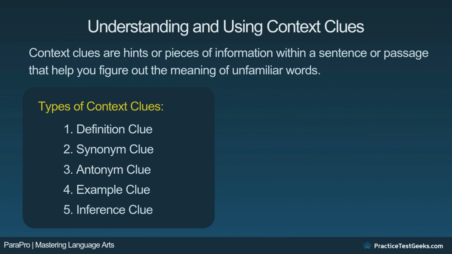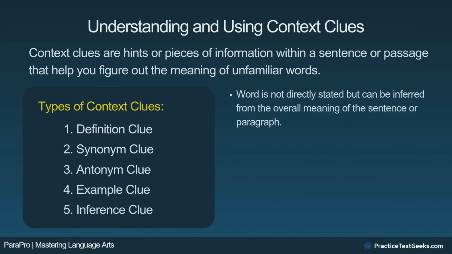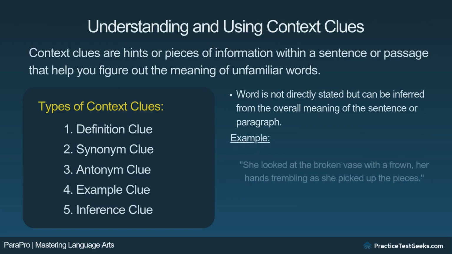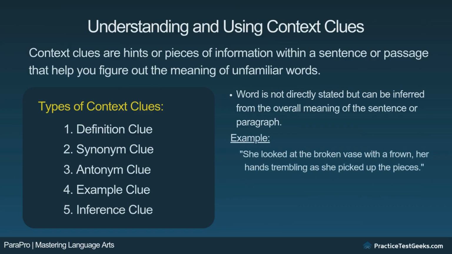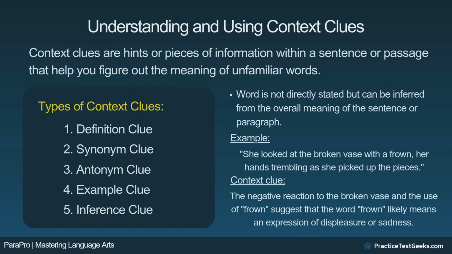5. Inference clue. The meaning of the word is not directly stated, but can be inferred from the overall meaning of the sentence or paragraph. Example: she looked at the broken vase with a frown, her hands trembling as she picked up the pieces. Context clue. The negative reaction to the broken vase and the use of frown suggests that the word frown likely means an expression of displeasure or sadness.